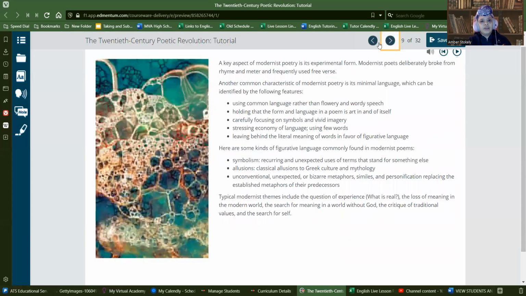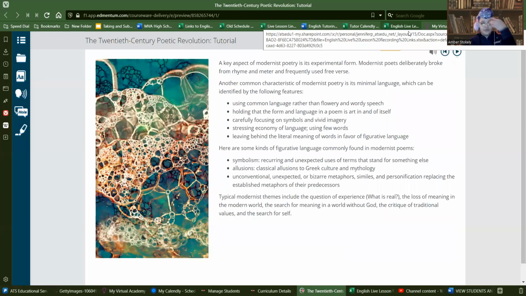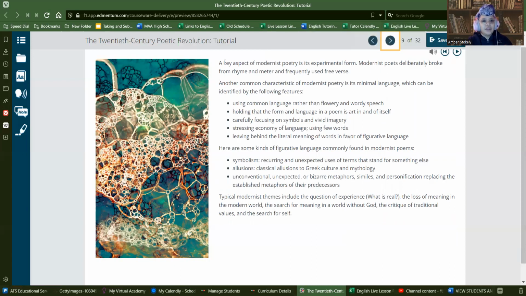Alrighty. On slide 9, we've got some more factors of modernist poetry. So they say the key aspect of modernist poetry is the experimental form. And that's what we were talking about earlier, about not using rhyme or meter, those kind of patterns. They used a lot of free verse, which is basically when things don't have a pattern. That's pretty much what that is.